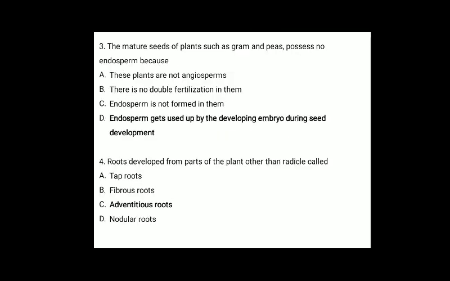Then, the mature seeds of plants such as gram and peas possess no endosperm. The correct answer is that endosperm gets used up by the developing embryo during seed development. The reason is the maturity of dicot seeds, which include pea or gram. A few monocot seeds, such as orchids, are known as non-endospermic or exalbuminous seeds, because the endosperm is consumed during seed development and the food is stored in cotyledons and other regions. Next, roots developed from other parts of the plant than radicle. Yes, it is an easy one, that is adventitious root.